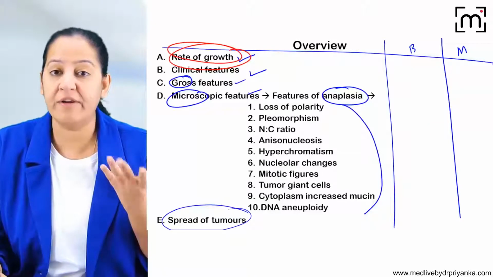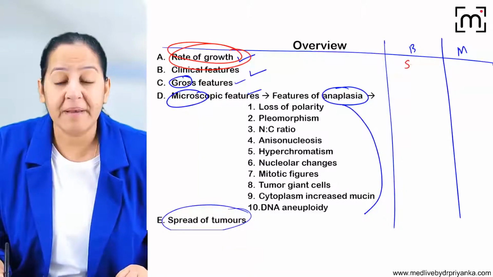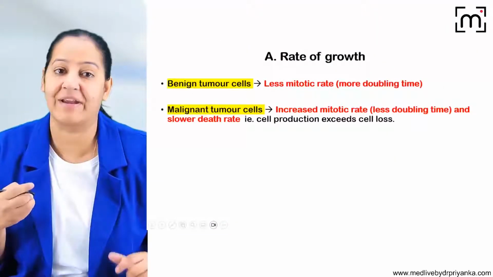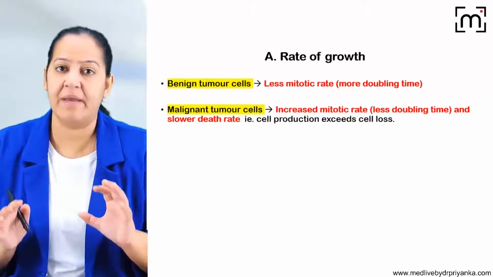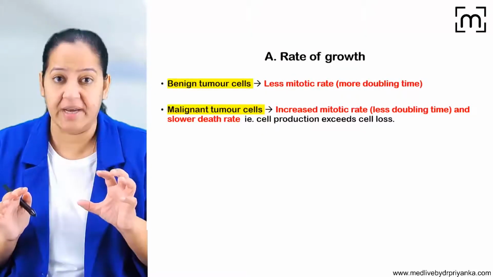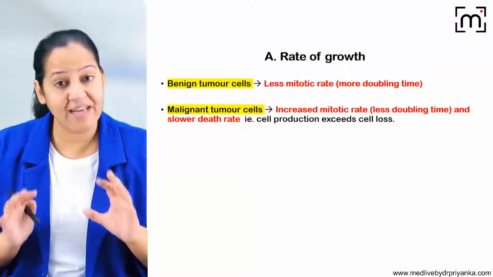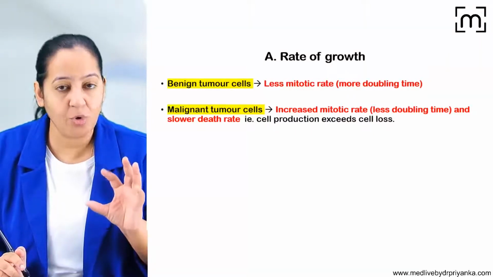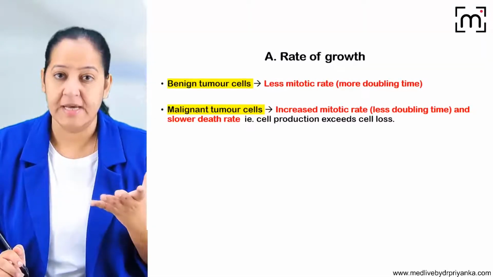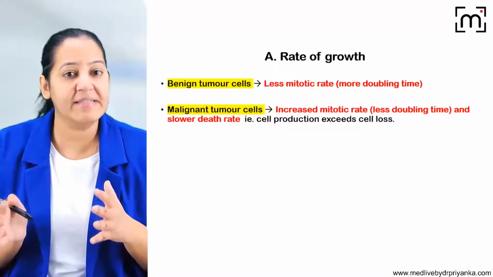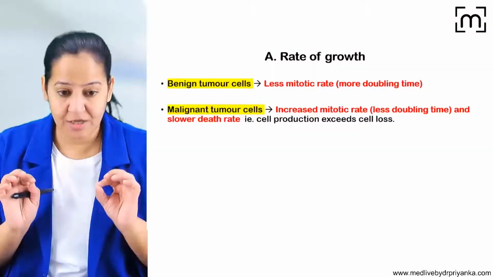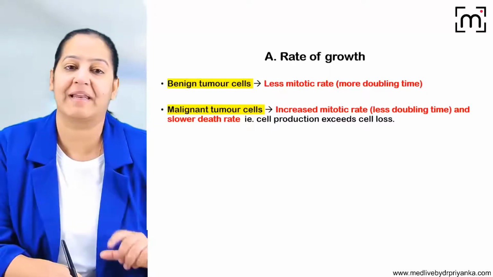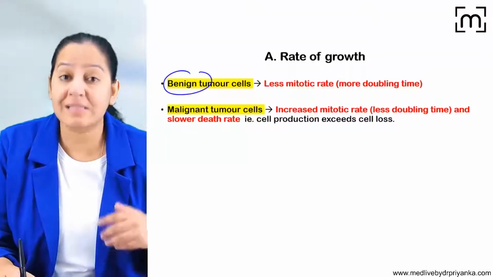Based on rate of growth, how do we differentiate the benign tumor from the malignant tumor? Benign tumors are slow growing and malignant tumors are very fast growing. That is the meaning of the rate of growth. Whenever any patient comes complaining of a lesion or a mass anywhere in the body, the first thing is its rate of growth. I mean, is it a slow growing mass or a fast growing mass? That will give a guess or an idea, is it benign or is it malignant? Exceptions are always there, but it will give you a rough idea.